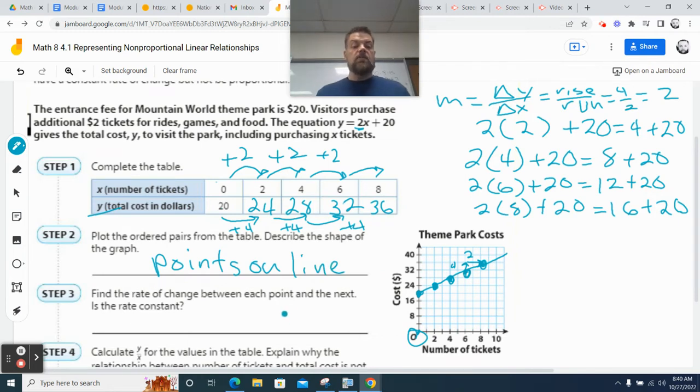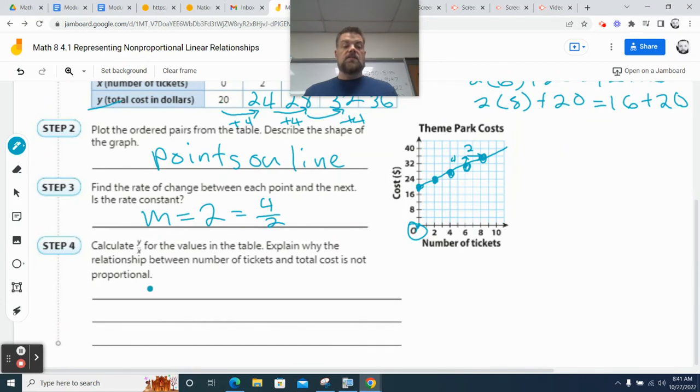Then it says find the rate of change from point to point. What's the constant rate of change? Yeah, the slope is equal to 2. And we probably should say 4 over 2, right? And then it says actually calculate y over x from the table of values, and then explain why it's not proportional. Now this one's a little tricky.